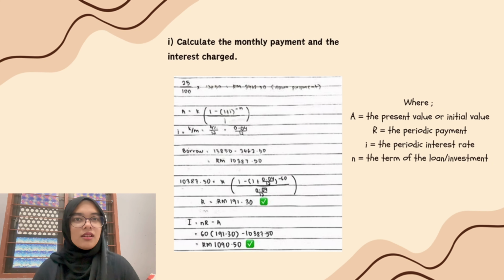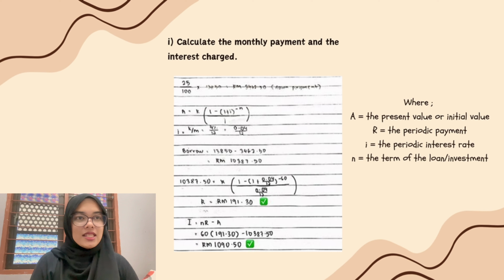So here, we have to use the formula A equal to R in bracket 1 minus 1 plus I to the power of negative n, division I. The meaning of A is the present value or initial value. R is the per day payment, I is the per day interest rate, and N is the term of the loan or investment.